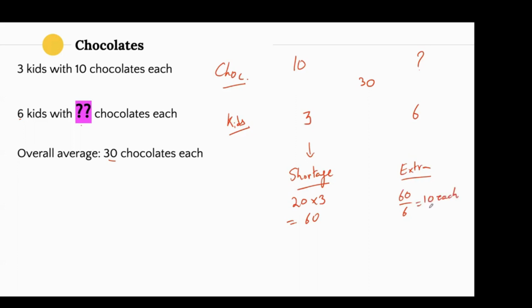Yeah. This last thing to remember is very important, that this 10 each is the excess. So the figure then becomes 30 plus 10. Yeah, good. Right? That's how we get 40. Nice.